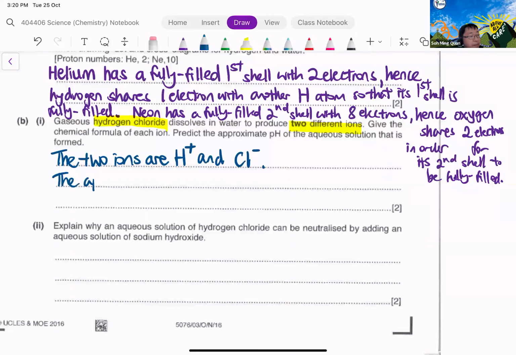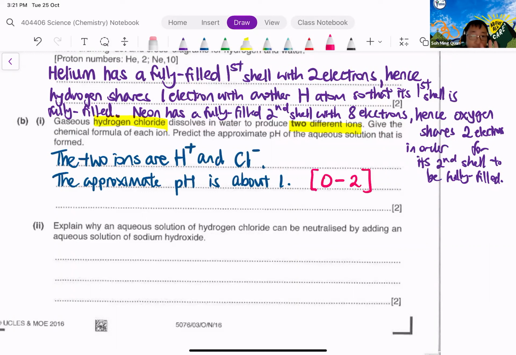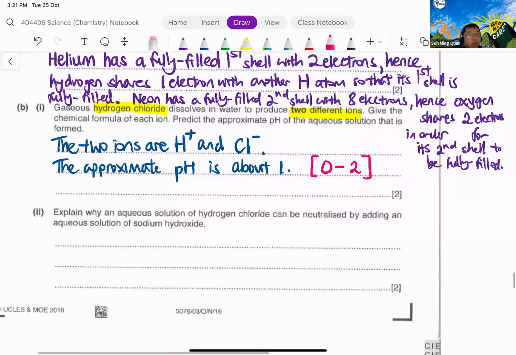The approximate pH is acidic. HCl is strongly acidic, so it should be around 1. Okay, having said that, I will accept answers from 0 to 2. Please don't give me pH 6. HCl is pH 0 to 2 as a strong acid. Try to give whole numbers where possible. All right. Next, part 2.